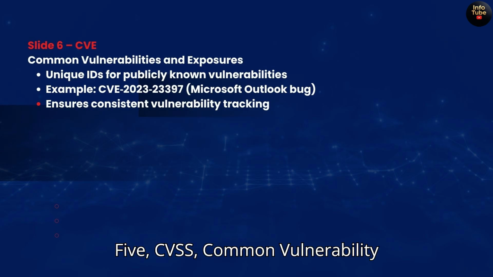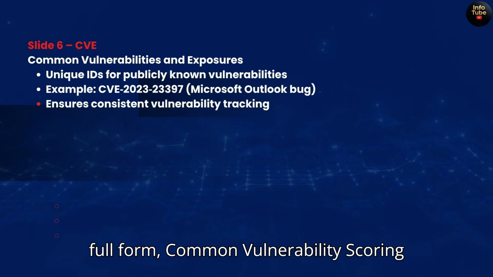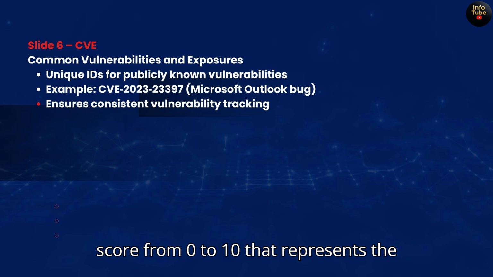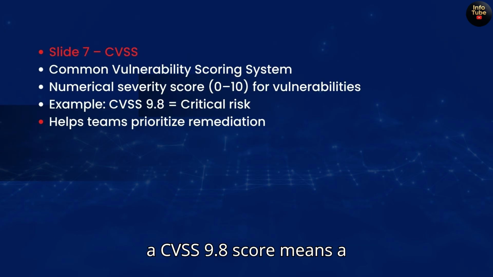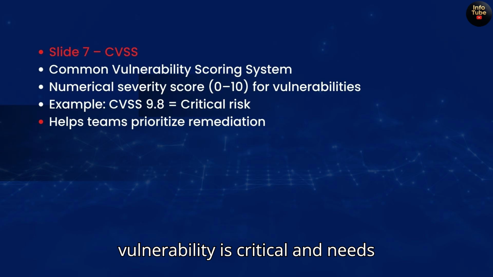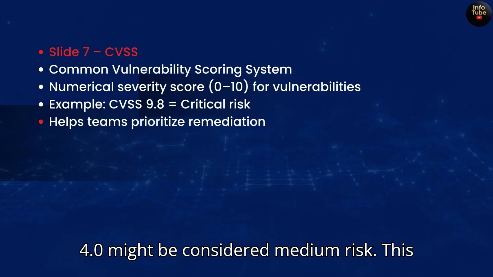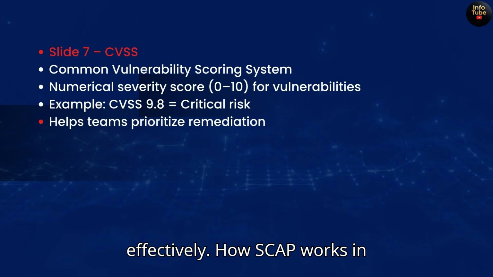5. CVSS, Common Vulnerability Scoring System. Lastly, CVSS. Full form, Common Vulnerability Scoring System. CVSS provides a numerical score from 0 to 10 that represents the severity of a vulnerability. Example, a CVSS 9.8 score means the vulnerability is critical and needs urgent attention, while CVSS 4.0 might be considered medium risk. This scoring system helps security teams prioritize their remediation efforts effectively.